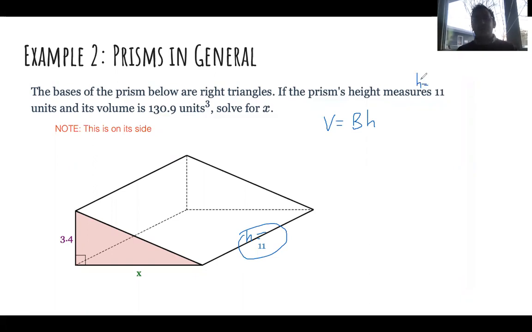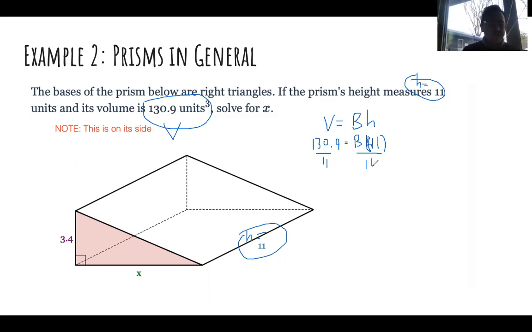So I know that my H is going to be 11. I know that the volume is 130.9. So I'm just going to substitute that in. So I have 130.9 equals B times H, and my H is just going to be 11. I'm going to divide by 11 and see what the area of my triangle needs to be. So I'm going to do 130.9 divided by 11, and that's going to get me to 11.9. And that is my area of triangle.